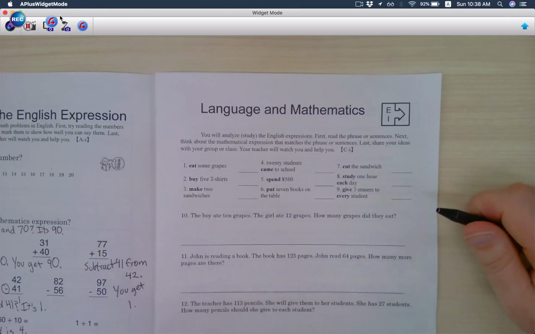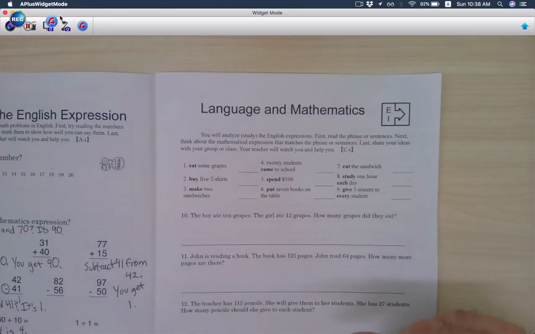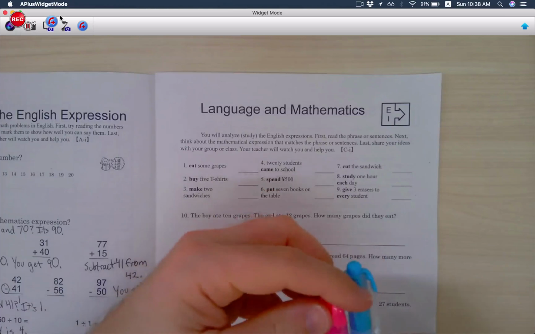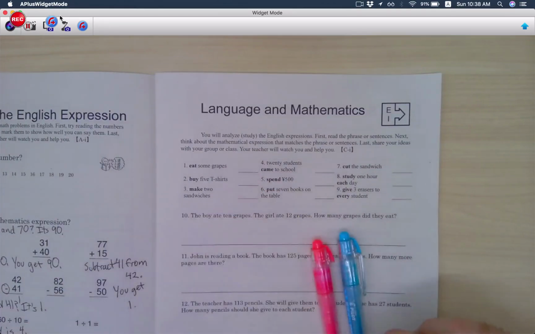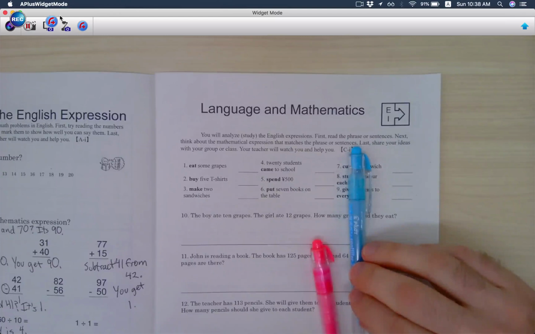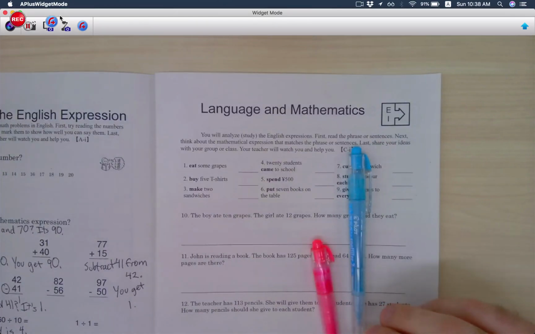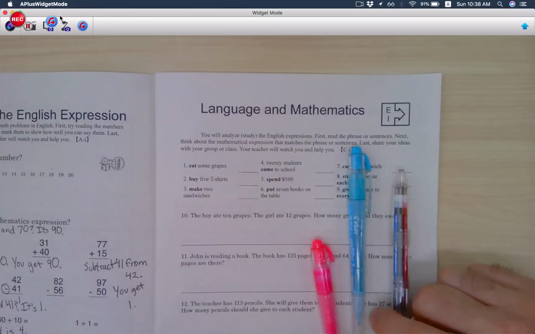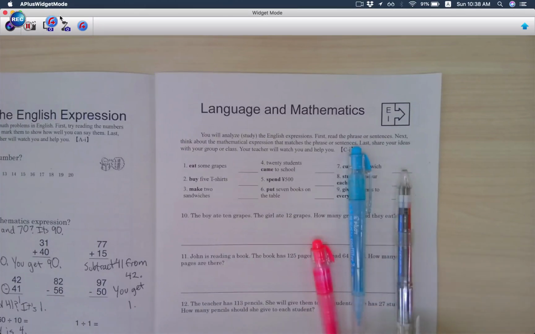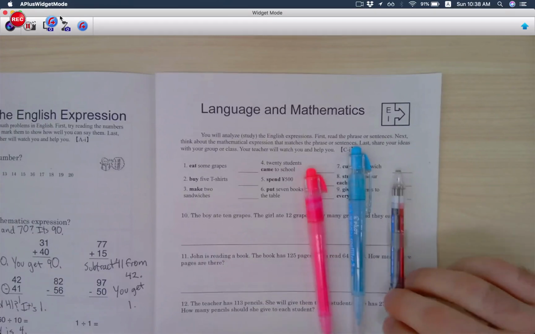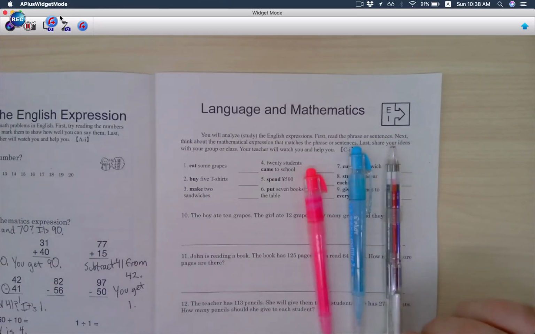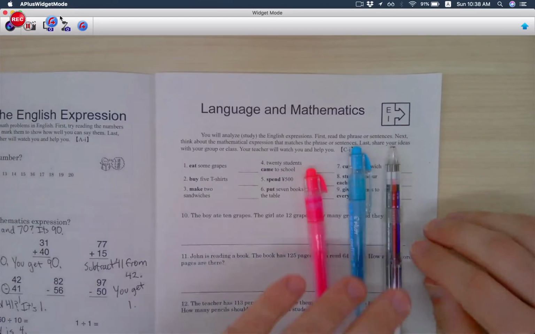Now it's time to start analyzing some English expressions for mathematical concepts. Now, I'm going to be using a few different colors. If there's a word I don't know, I'll use blue. Of course, I also have my blue pen. And if there's a word that I think is important, or information that's important, I'll use pink or red. Also, I might use a few other colors. Let's begin.